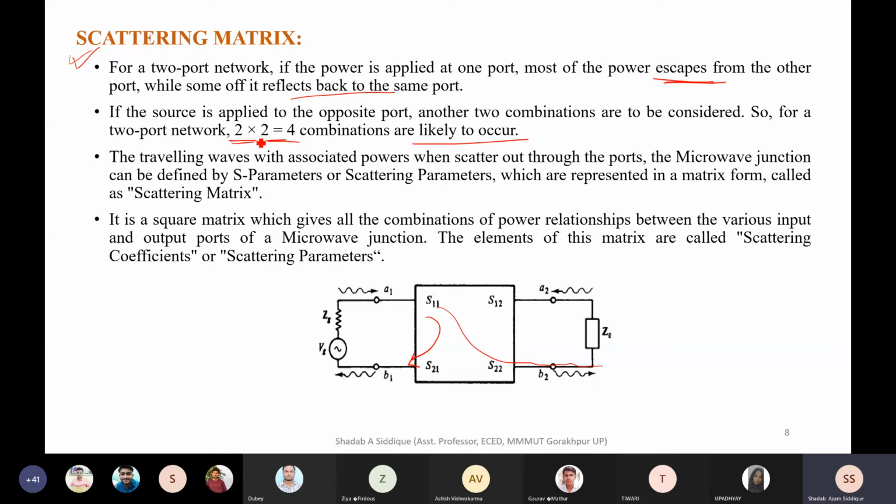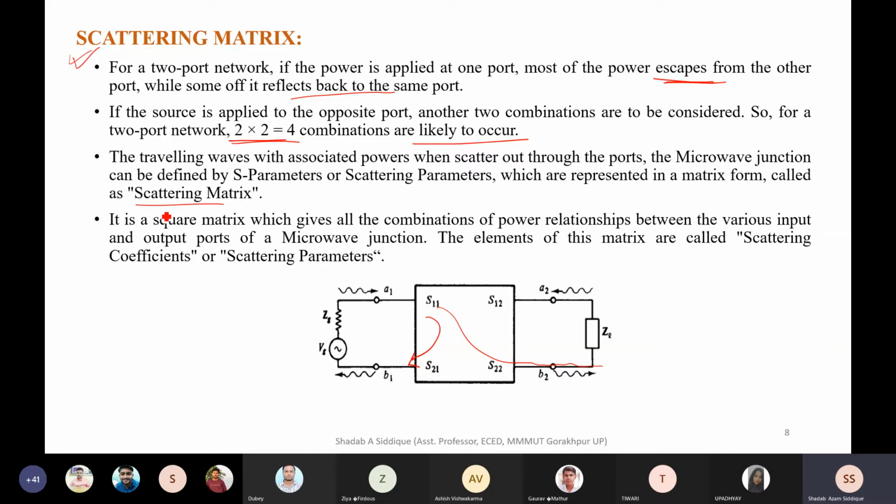So what are the 4 combinations? That is nothing but S11, S12, S21, S22. The traveling wave with associated power, when scattered out through the port, defines the microwave junction. When they scatter from the port, a junction is formed, and that junction can be defined as an S parameter or scattering parameter, which is represented in a matrix form called a scattering matrix.